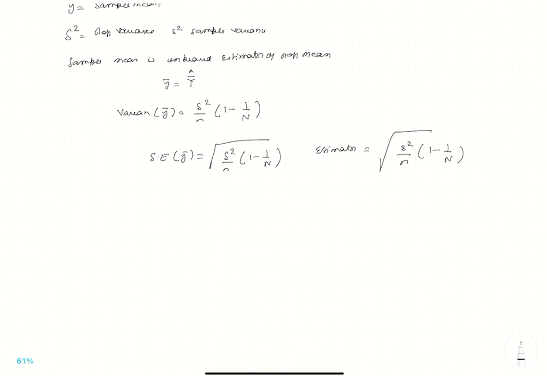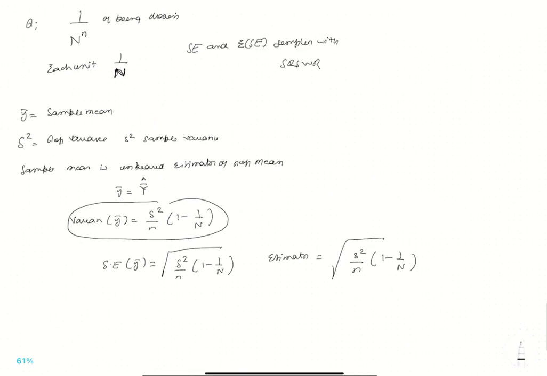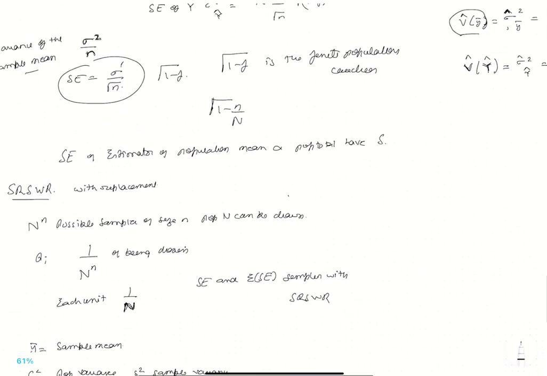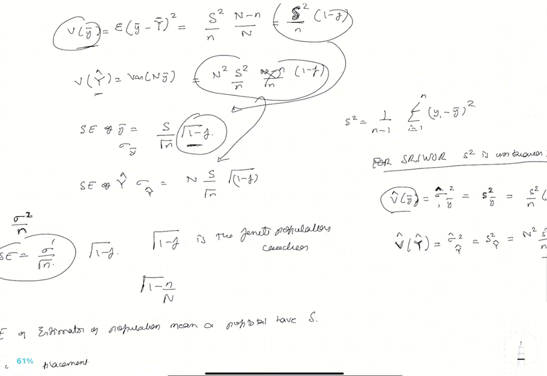Now compare this to the variance. So the variance is this, but let's look at the variance in SRSWR. The variance of y bar here is S square upon n, while the variance in SRSWOR was S square upon n times (N minus n) upon capital N.